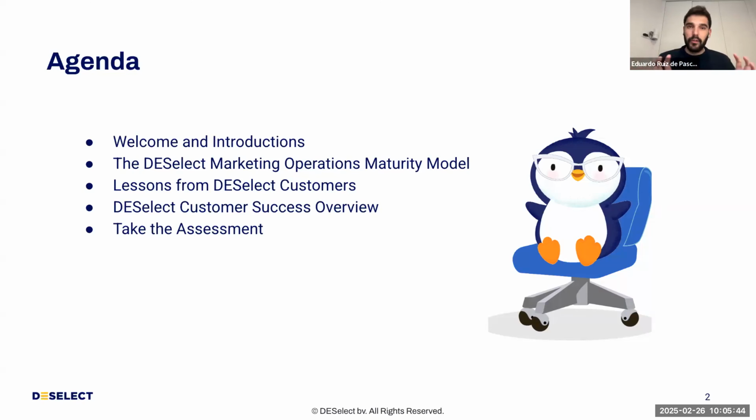We will also give an overview of what we do here at Customer Success. The marketing maturity model is just one of the many tools we have to try to make customers successful here at DESelect. And finally, as I was saying, we will share the link so you will be able to take the assessment, and we will have a follow-up where we can guide you a bit through best practices and where to go from where you are right now.